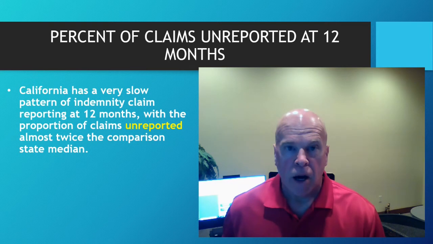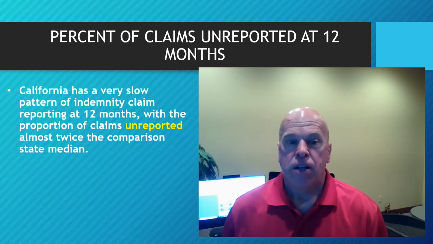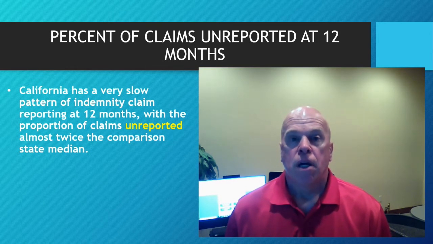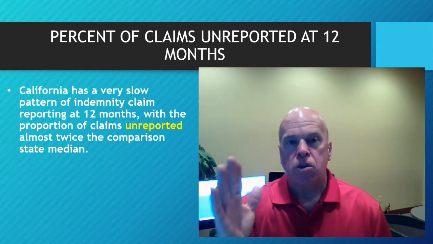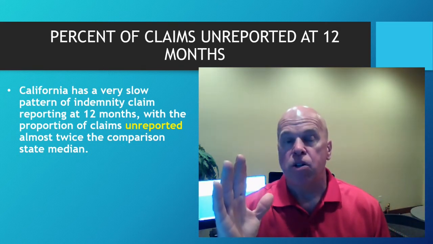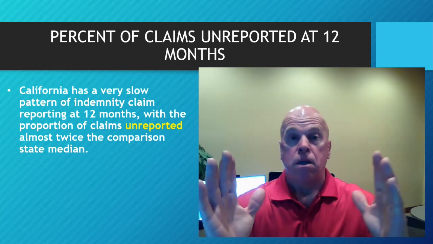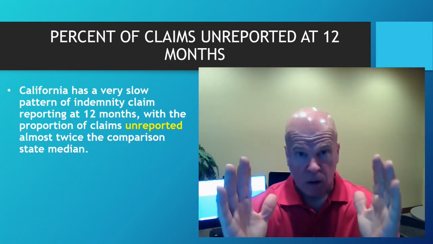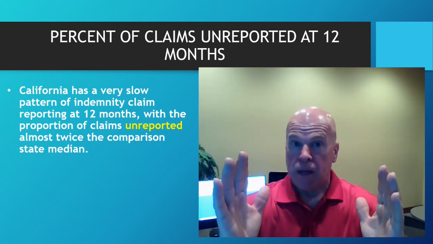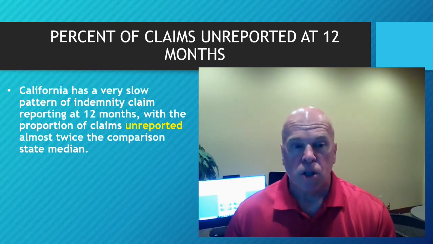According to the WCIRB, California, among all of the 50 United States, has a very slow pattern of claim reporting at 12 months. In other words, for this particular date of injury, or this particular period of cumulative trauma exposure, only a small portion of the claims are even filed at the 1 year time period after the employment relationship has ended. Many, many, many are filed long after the employment relationship has ended.